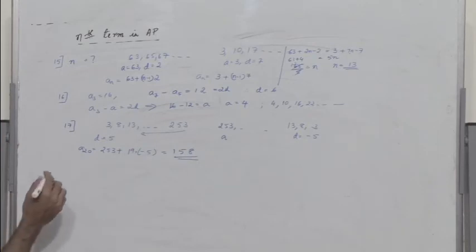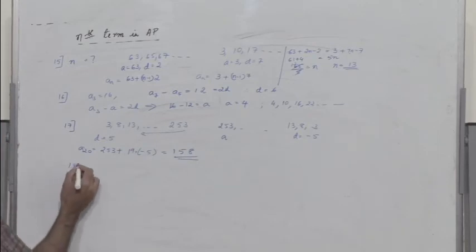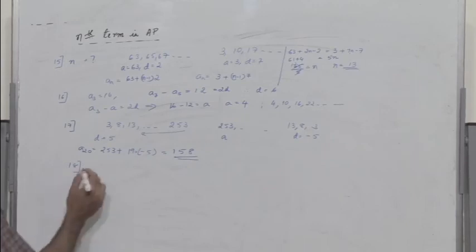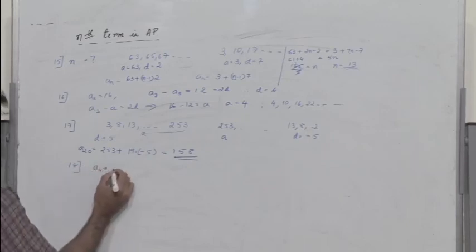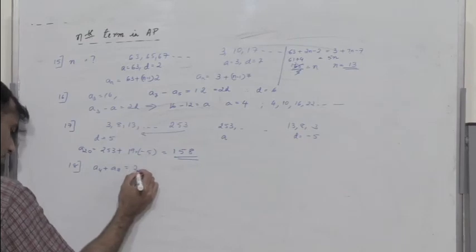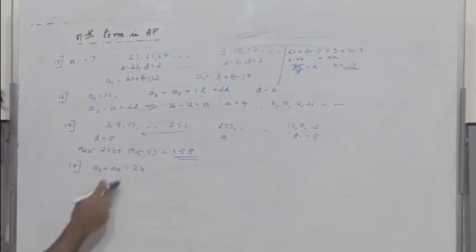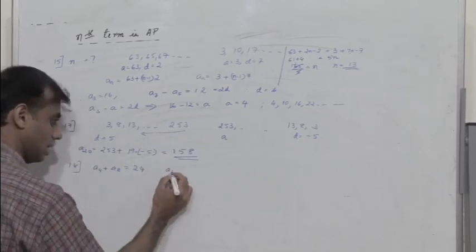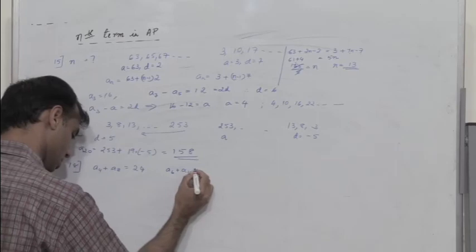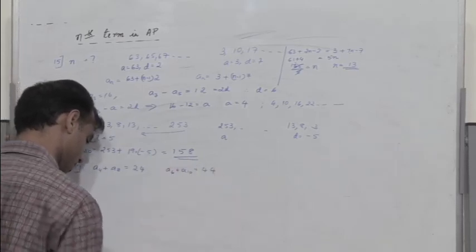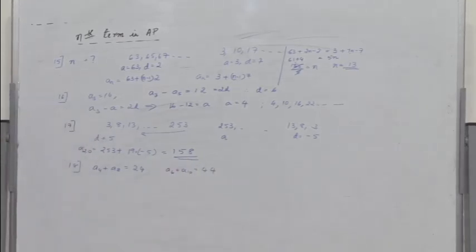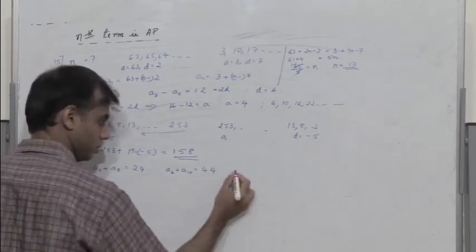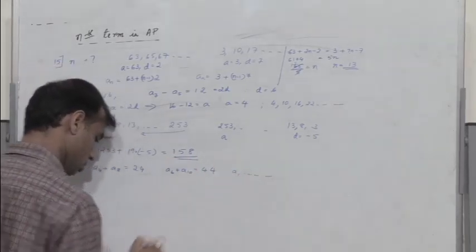Next, 18th problem. The sum of the fourth and eighth term is 24, and the sum of the sixth and the 10th term is 44. So we need to find the values of A1 and so on.